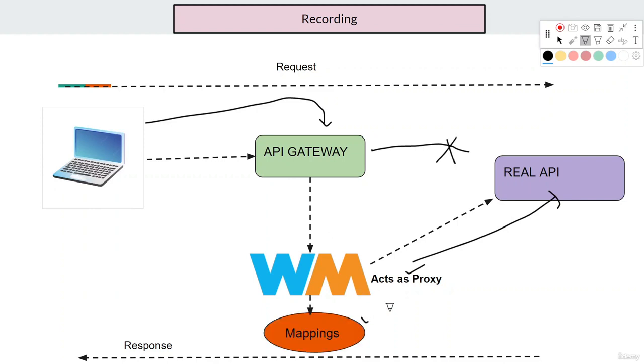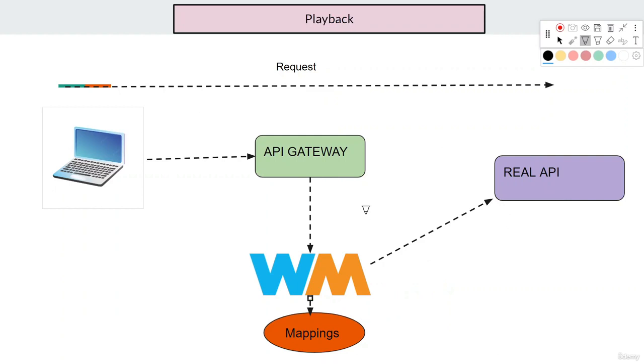These mappings will be stored, which WireMock will use in future as a reference when the real API is not available, right? So that's how it works. How the API gateway will point to WireMock, and how our client will point to WireMock, we will understand in our hands-on. So that's how the recording works.